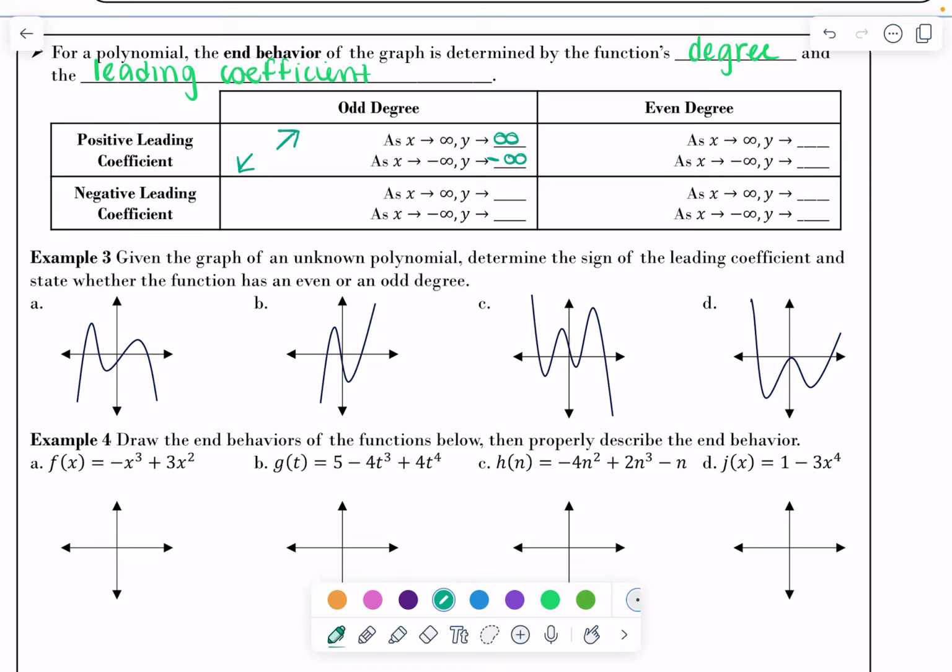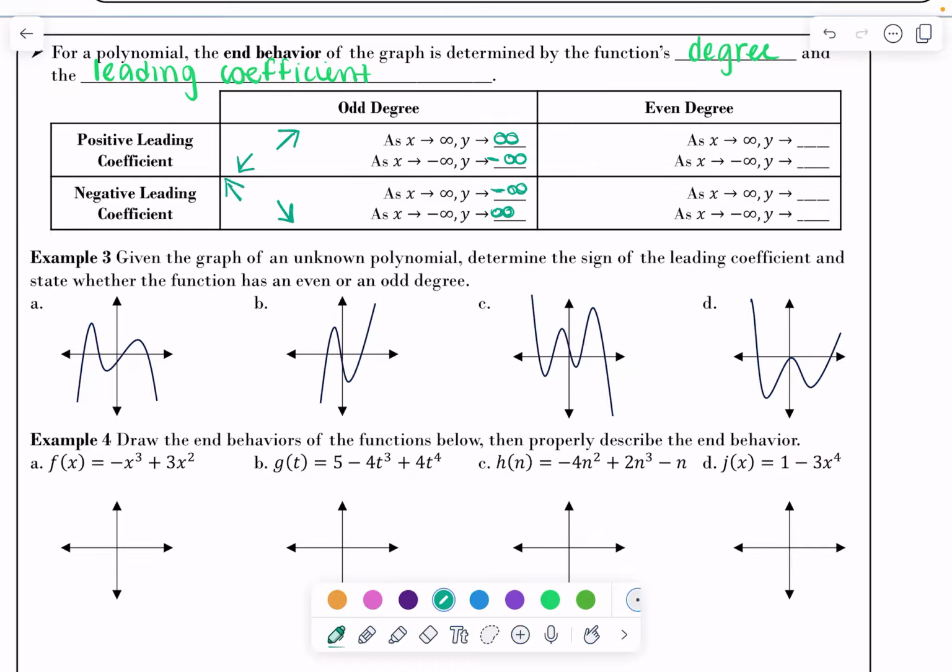Continuing on with an odd degree. If I have an odd degree but a negative leading coefficient, as x goes to infinity, y is actually going to negative infinity this time. Sorry, my infinities aren't very good with writing on the iPad. And then my arrow goes this way as x goes to negative infinity, and then as x goes to negative infinity, y goes to infinity. I wrote that first, but they're both on there now.